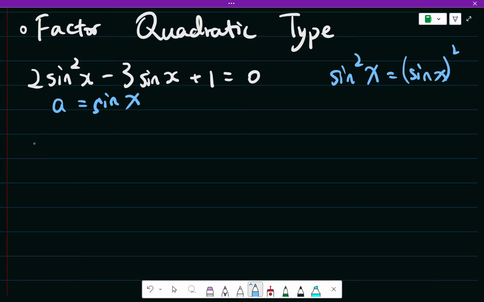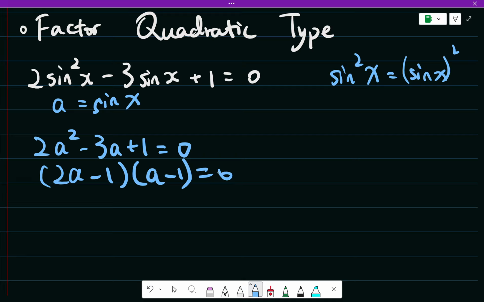And then we substitute this variable back into the original equation. We would have 2a squared minus 3a plus 1 equals 0. And then if we factor this using regular quadratic strategies, we can simply figure this out by inspection. So we would have 2a minus 1 times a minus 1, which is equal to 0.